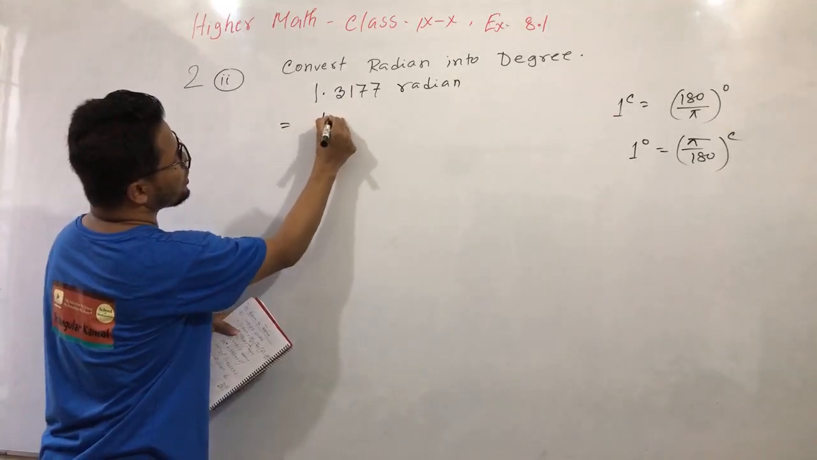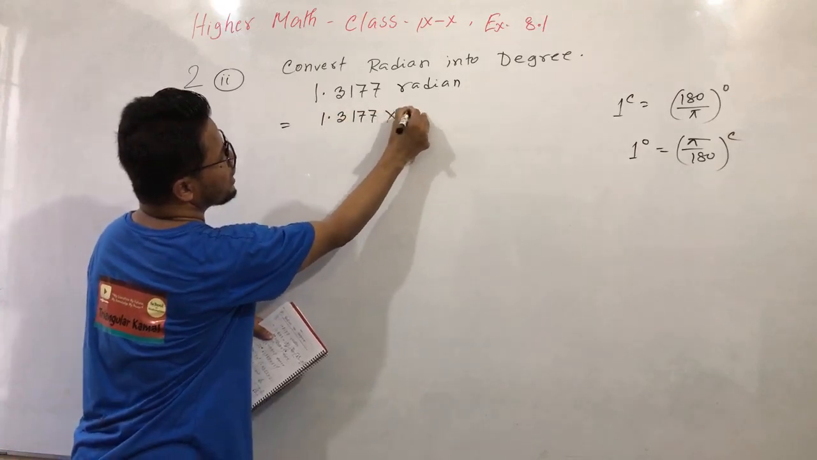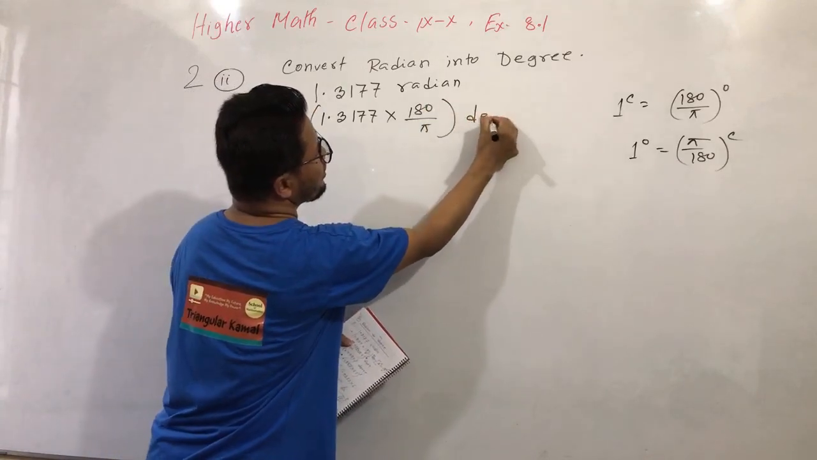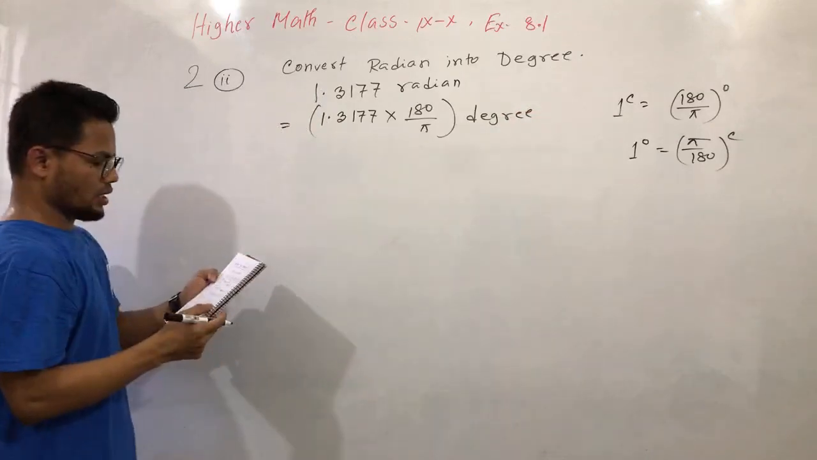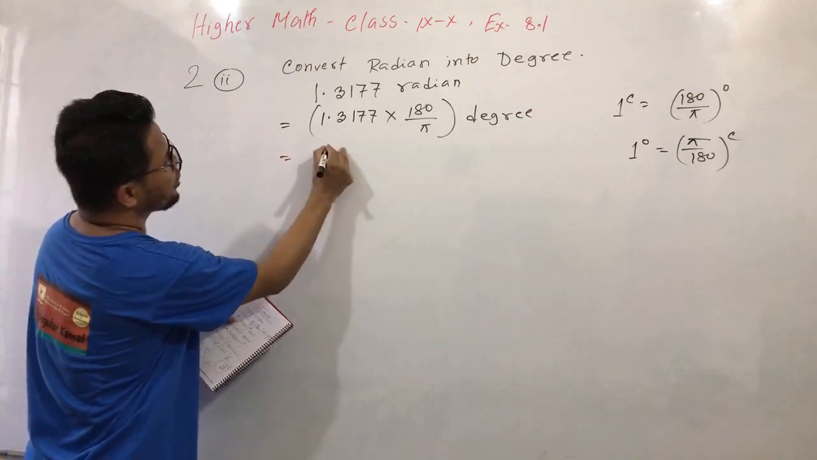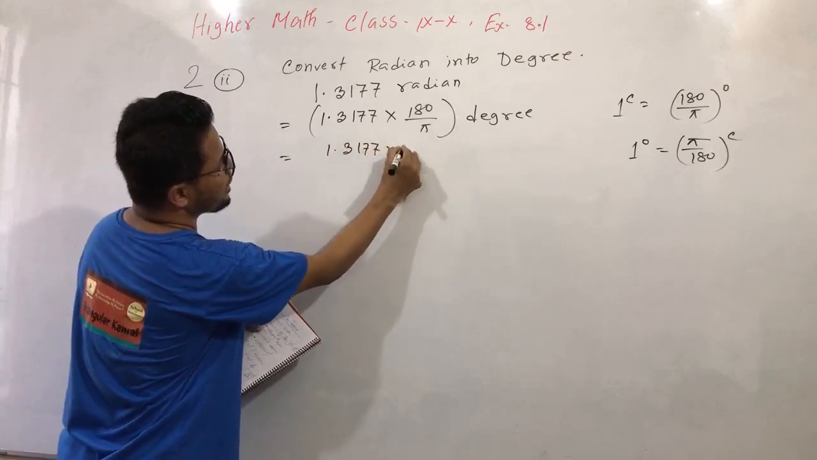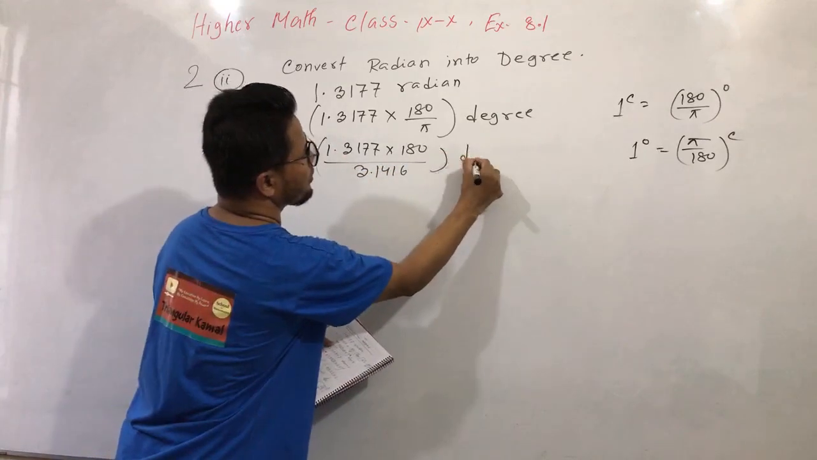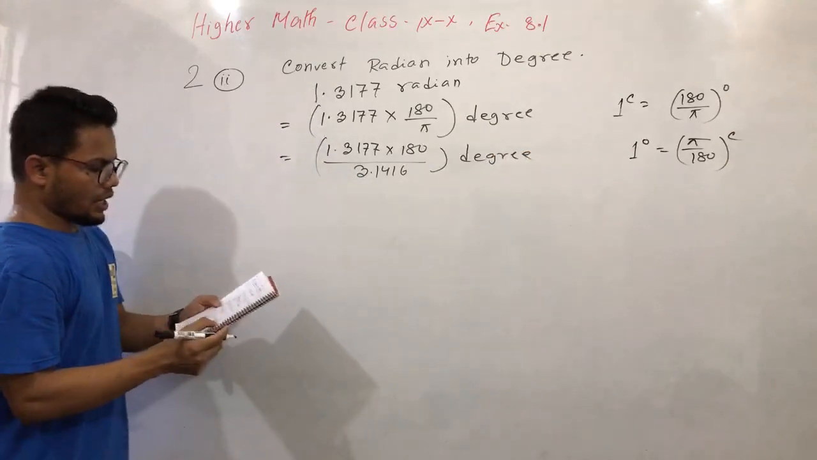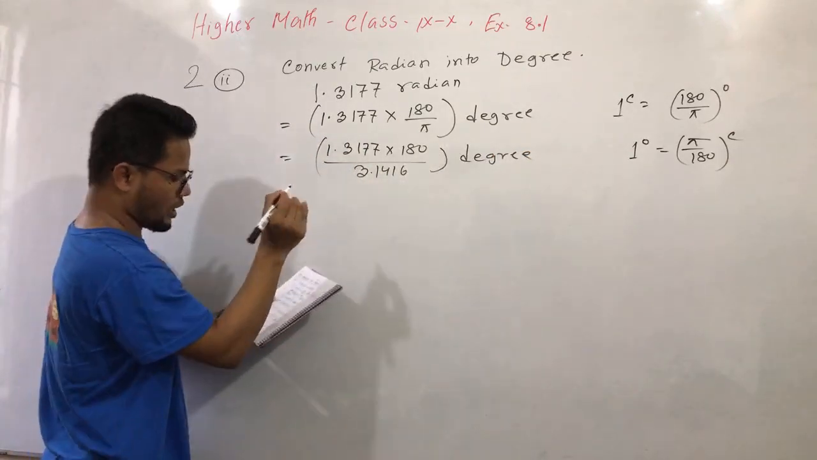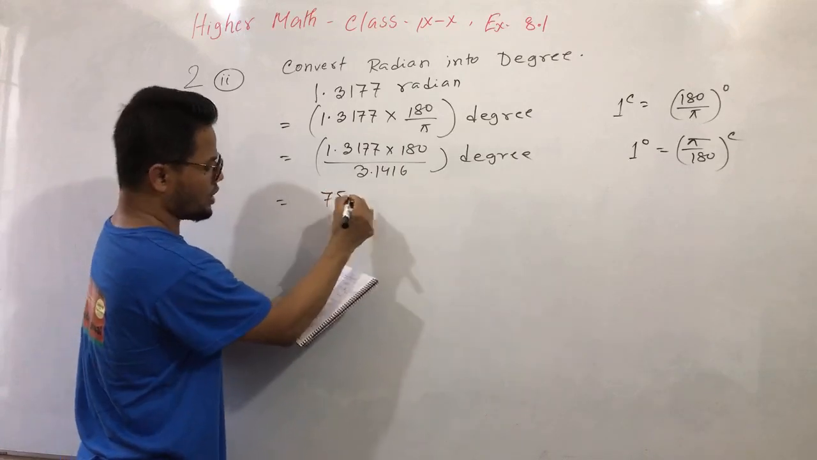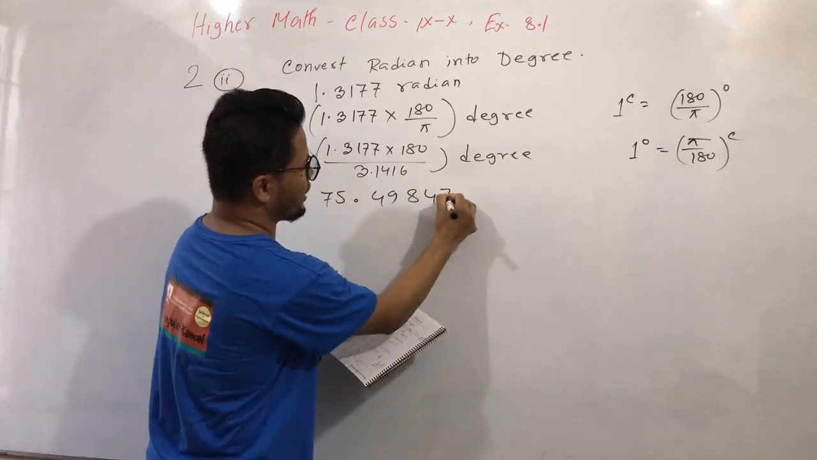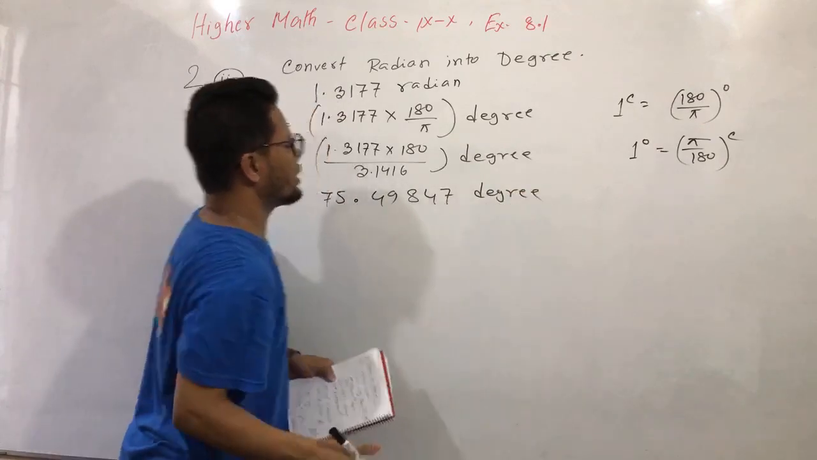So now we can do 1.3177 multiplied by 180 divided by pi, and this one is now completely a degree. In the first line, we are putting the value here: 1.3177 multiplied by 180 divided by 3.1416, and this is now degree. After doing this calculation using a calculator, finally we will get 75.49847 degree. And this is the first step.